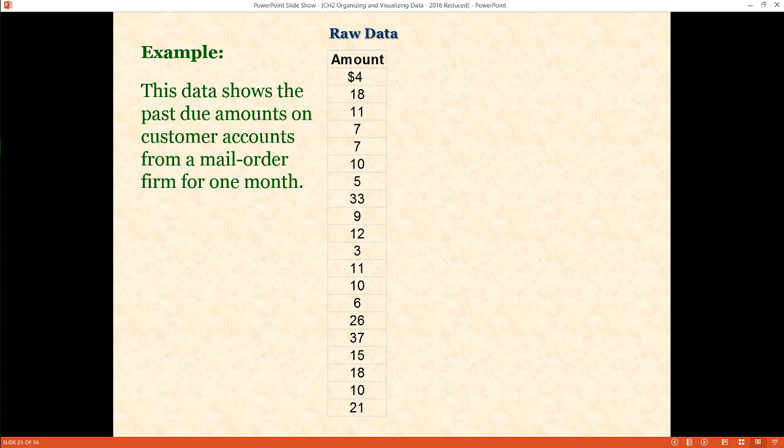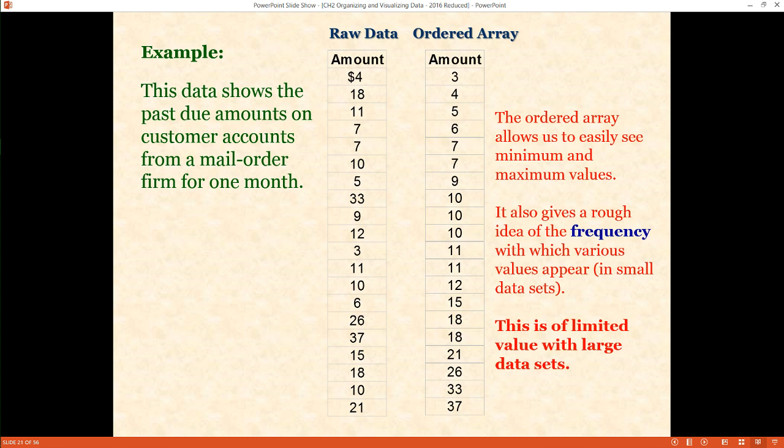So here I have some data that is the amount due on customer accounts with a particular mail order firm that sells stuff. So they are owed this much by different customers. So this is raw data, and again, first step, depending on what you're doing with it, sort it. So hard to tell any information out of the raw data, right? Seeing the maximum, the minimum, not that hard, but it takes some searching through the data. But with the ordered array, at least we can see the maximum, $37, and the minimum, $3.